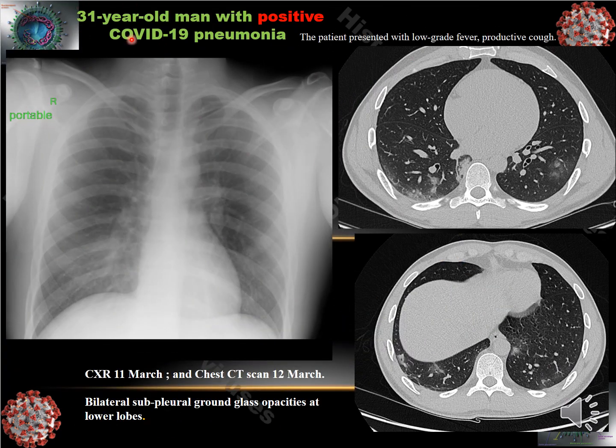Patient, a 31-year-old man with positive COVID-19 pneumonia, presented with low-grade fevers and a productive cough. The initial chest radiograph shows subtle areas of ground glass opacity in subpleural distribution, which was confirmed by HRCT done 24 hours later. There are multifocal areas of ground glass opacities in subpleural distribution in the upper segment of the lower lobes and the basal area also. There are subpleural lines and a focal area of consolidation.